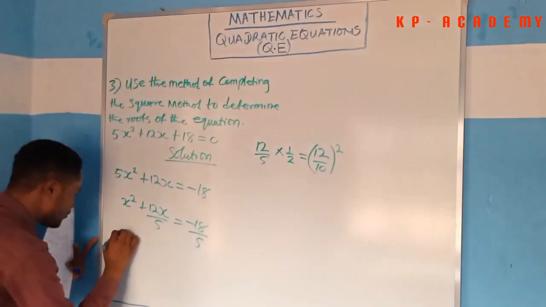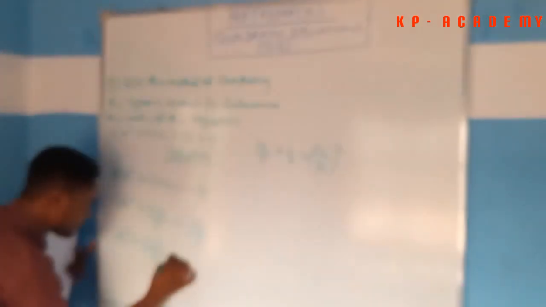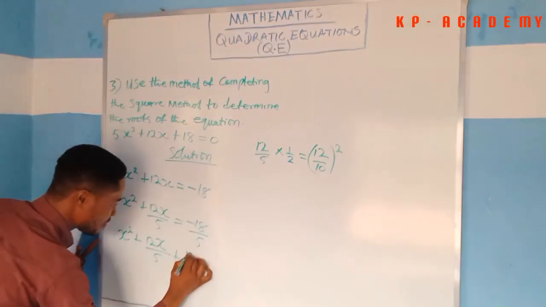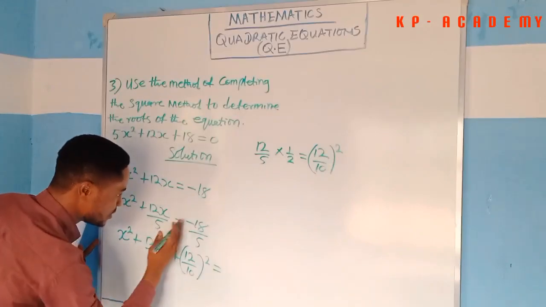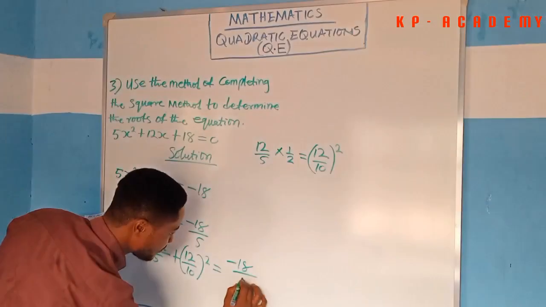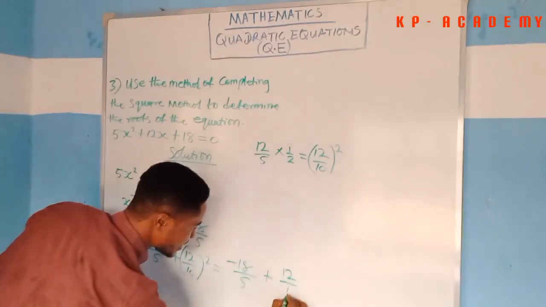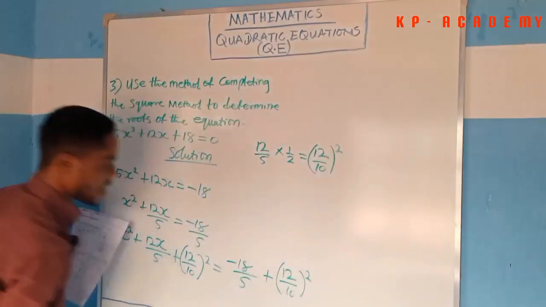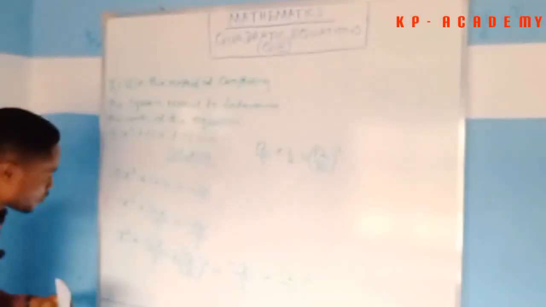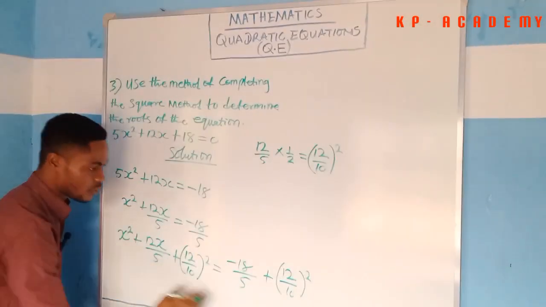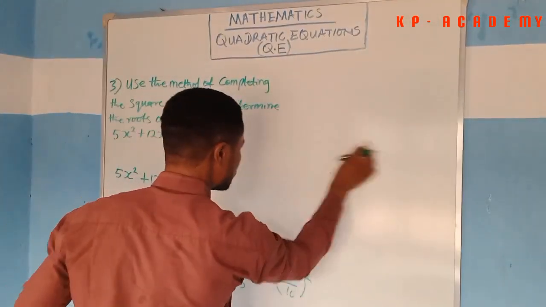Therefore, we are going to say that x squared plus 12x over 5 plus this now, which is 12 over 10 all squared, is equal to this now, which is minus 18 over 5, plus this again, 12 over 10 all squared. Since we are asked to take the half or square the half of the coefficient of x and add it on both sides, so this is it. We've added it on the left and we've equally added it on the right. Please take note of that.